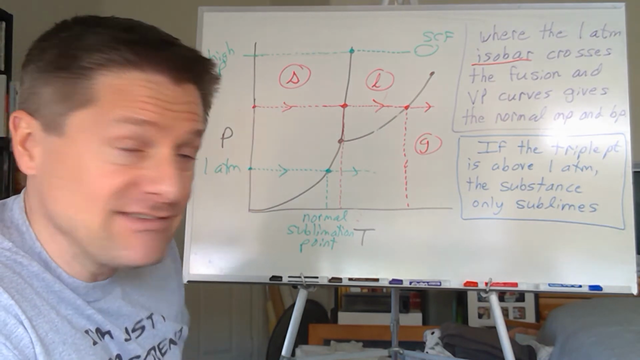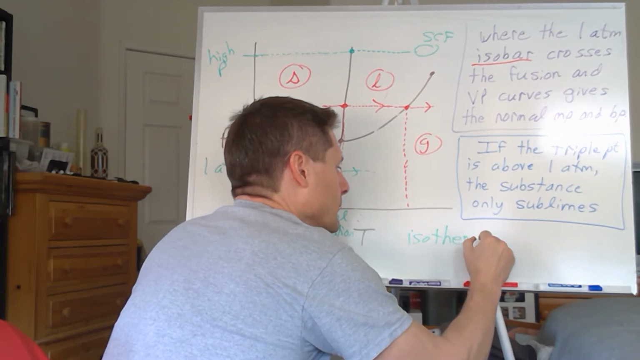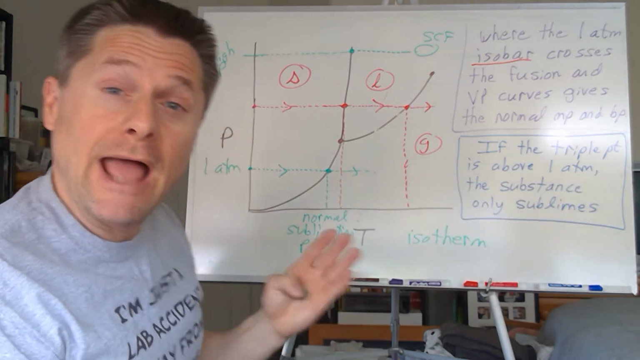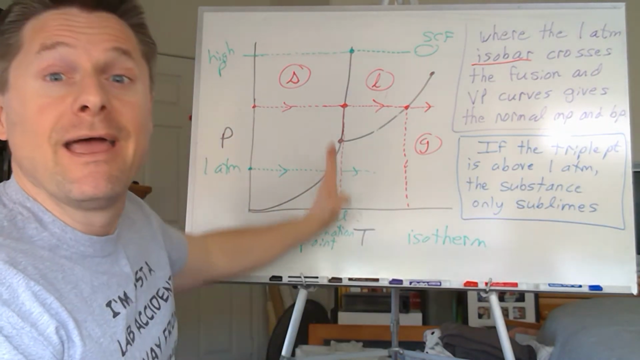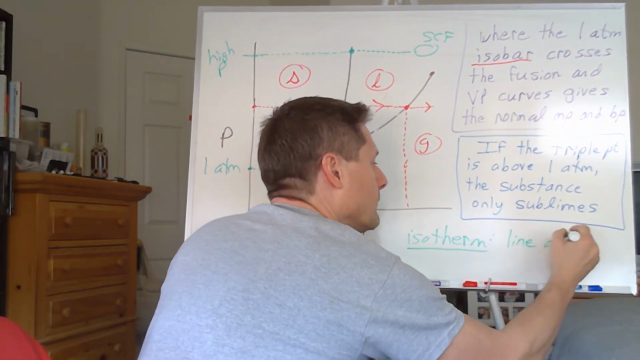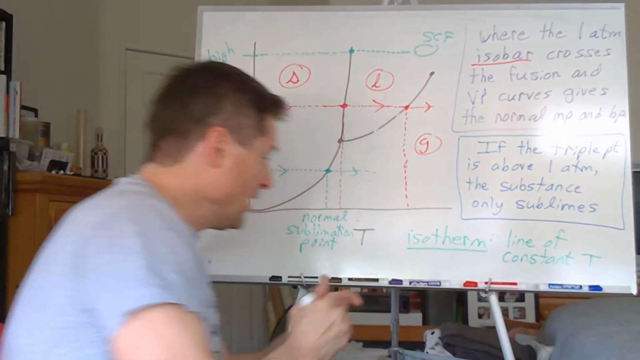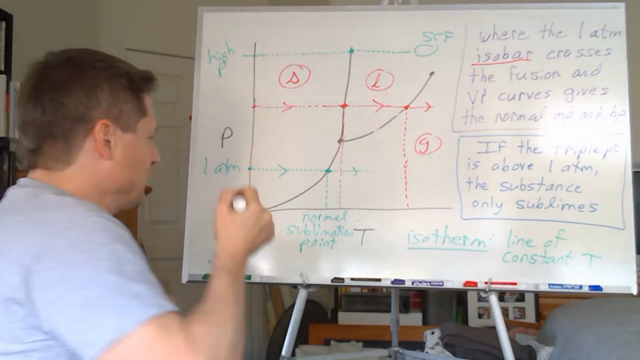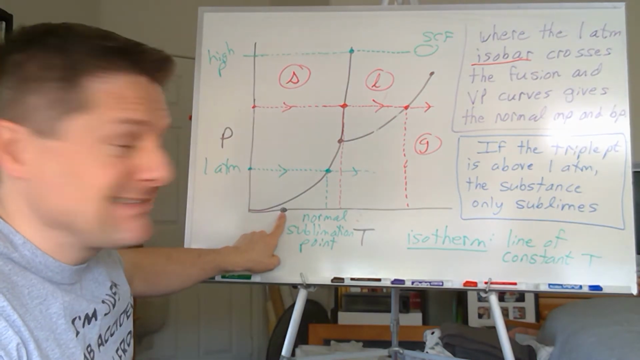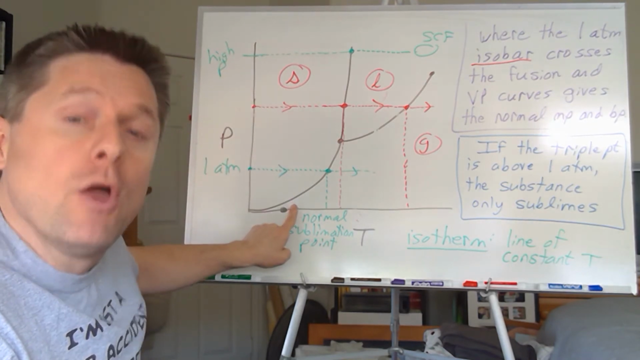You can also take an isotherm. So if an isobar is a line of constant pressure, what would an isotherm be? A line of constant temperature, right? Just some terms for you. So, for example, what if I took that point right there in black, and I say I'm going to stay at that temperature, constant temperature, and I'm going to follow a line straight up? That's an isotherm. What would happen?